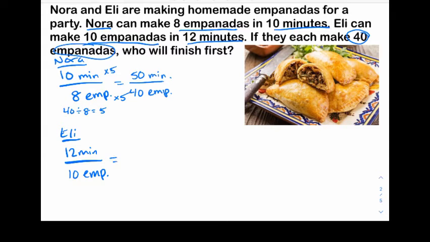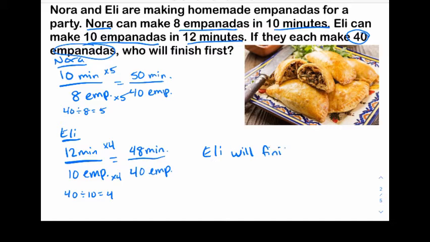Now let's do the same thing for Eli. My empanadas go on the bottom. I know 40 divided by 10 equals 4, so I need to multiply 10 by 4 to get to 40. I have to do the same thing on top. 12 times 4 is 48, so it takes Eli 48 minutes. We can see that Eli makes them faster. He makes them 2 minutes faster, so we can say Eli will finish first.